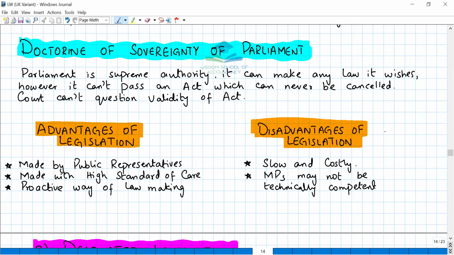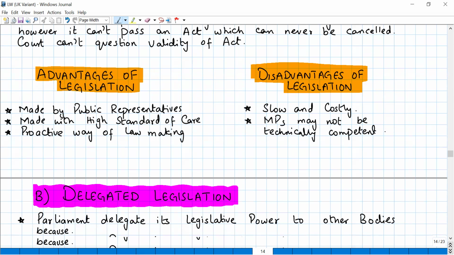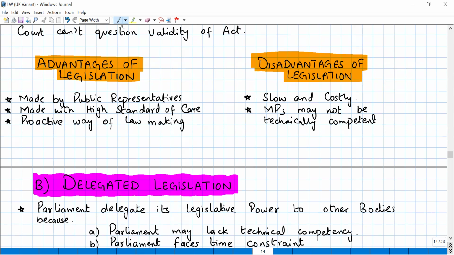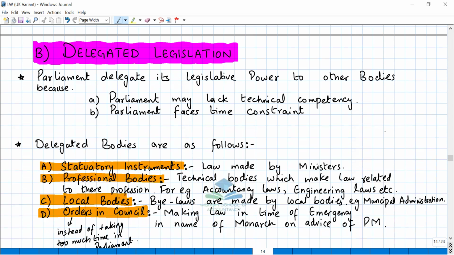Okay. To overcome this disadvantage, we use another type of legislation that is known as delegated legislation. The parliamentary legislation is known as primary legislation. Delegated legislation is known as secondary legislation. Parliament delegates its legislative power to other bodies. They are transferring some of their power to other bodies and asking them to create law. So in delegated legislation, the parliament will transfer their powers to some other bodies.